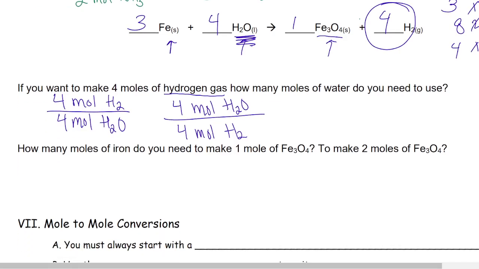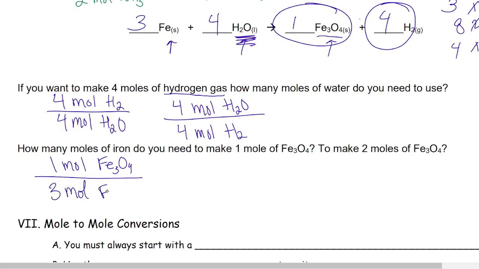And then the next question says, how many moles of iron do you need to make 1 mole of Fe3O4? So to make 1 mole of Fe3O4, that's this, how many moles of iron did I need to use? 3. Then the next question says, what if I wanted to make 2 moles of Fe3O4? You would need 6 moles, so I'm going to write that out. So 6 moles of iron.